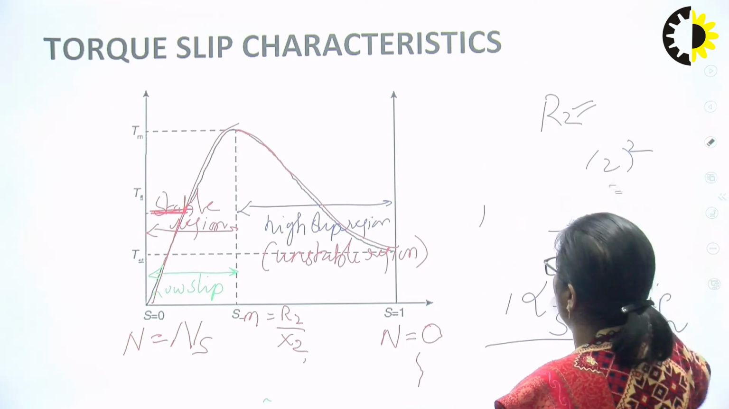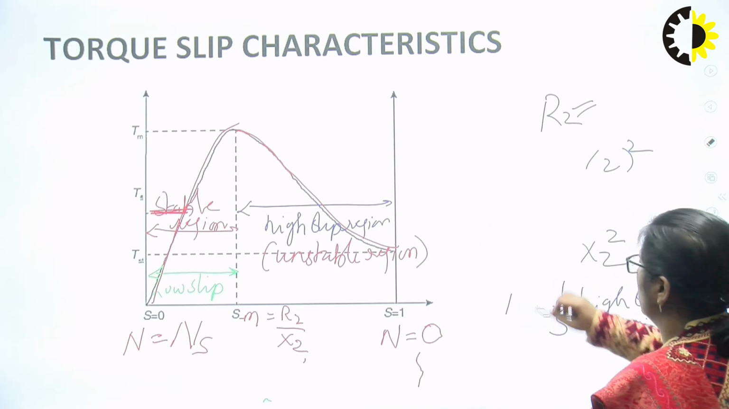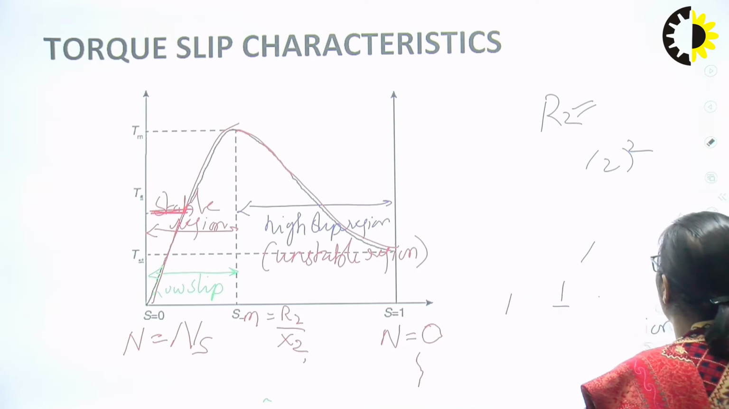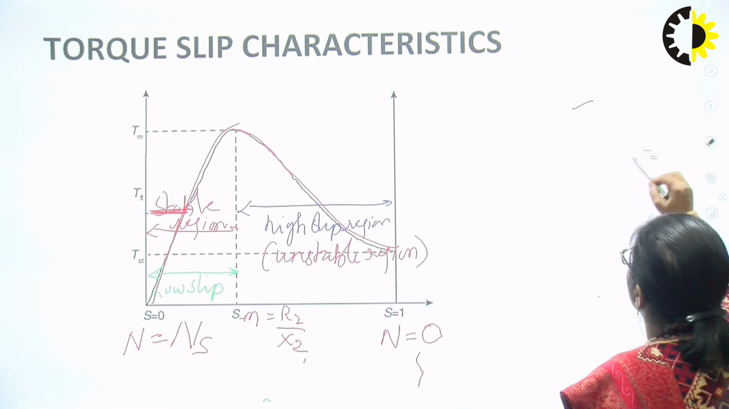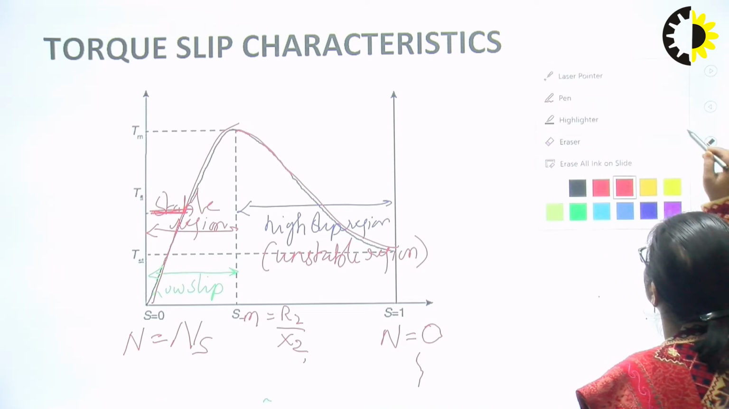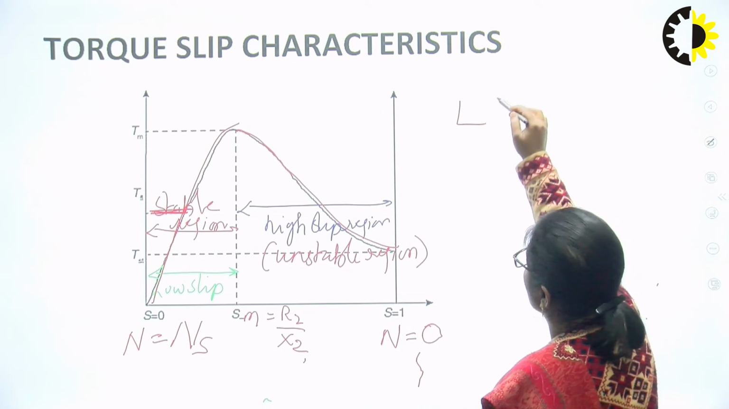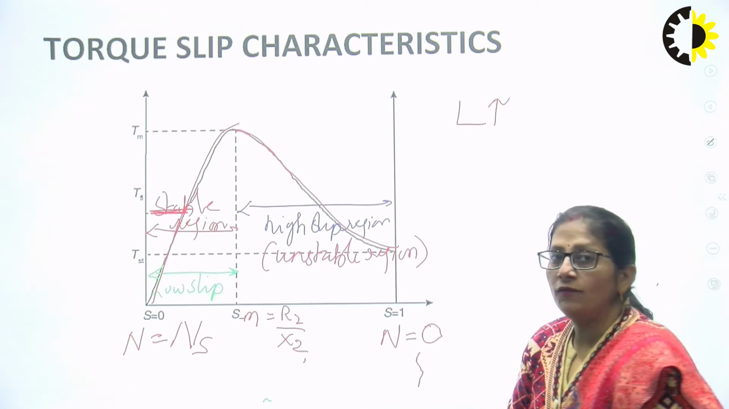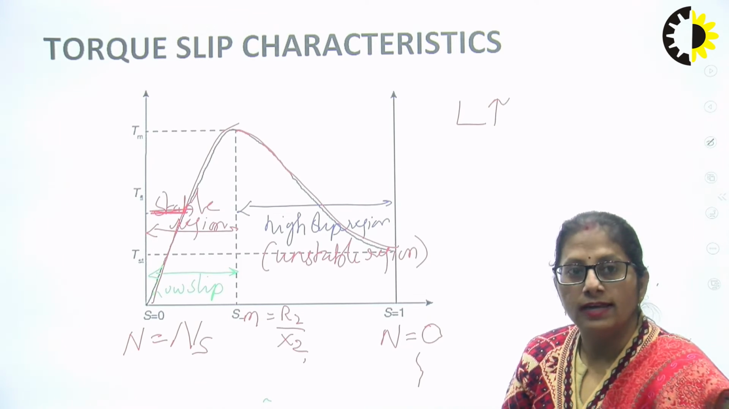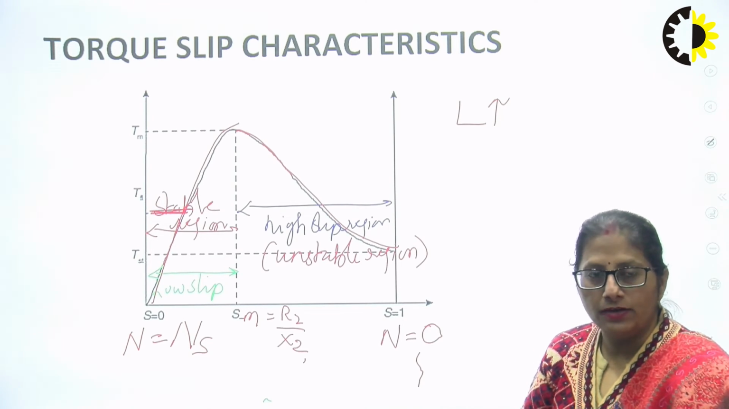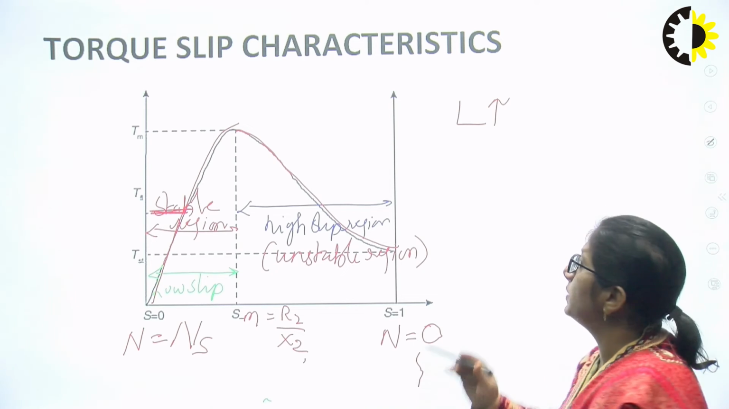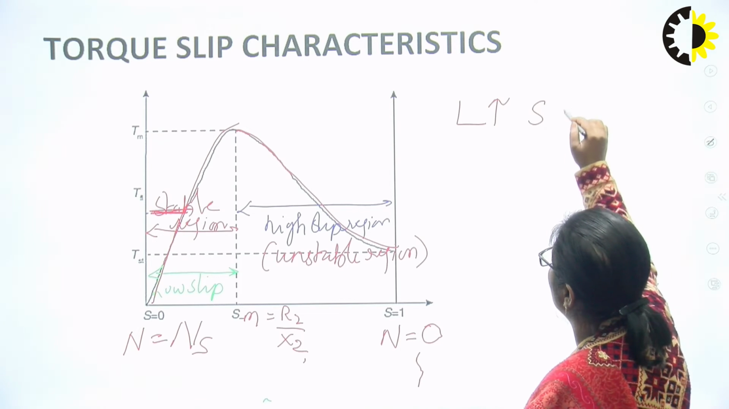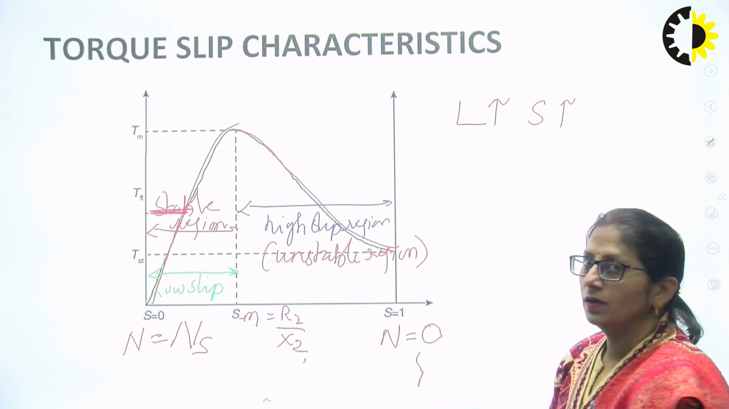Towards the unstable region or towards the high slip region, the motor is operating in this region, and suddenly if the load is increased, what is going to happen? If the load is going to get increased, obviously the speed of the motor, that is NR, is going to get decreased. If NR is going to get decreased, what is going to happen with the slip? The slip is also going to get increased, right?